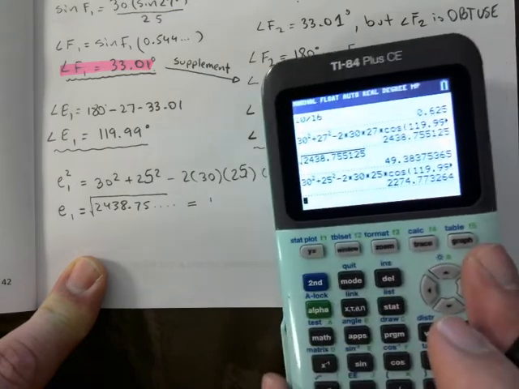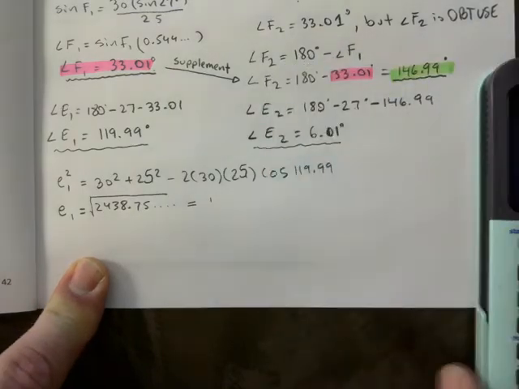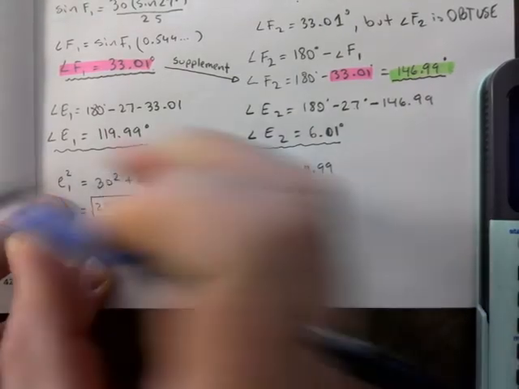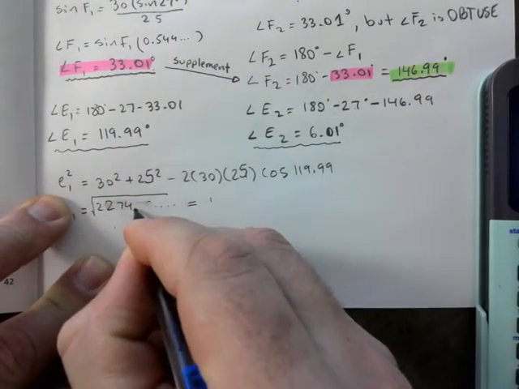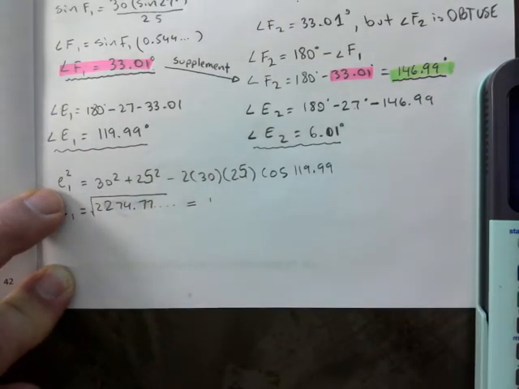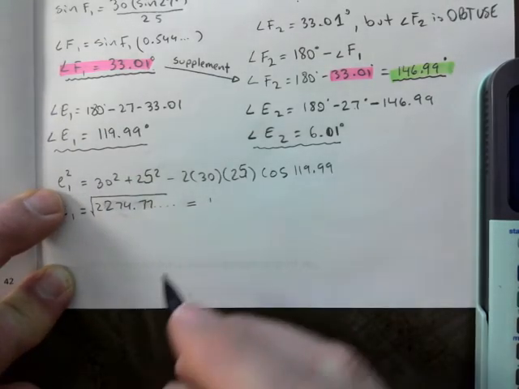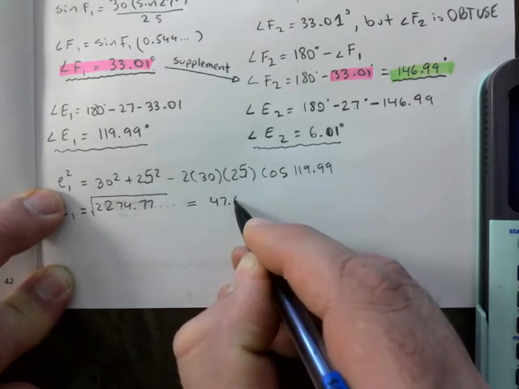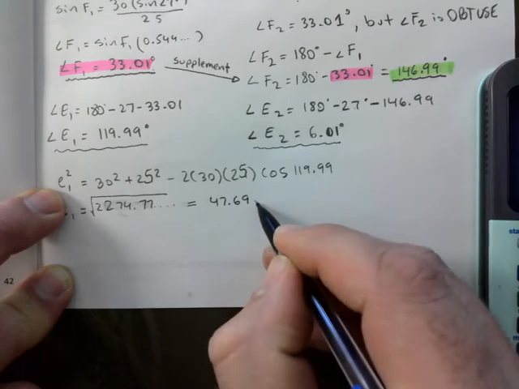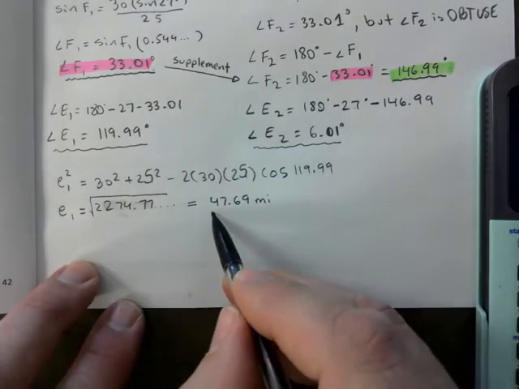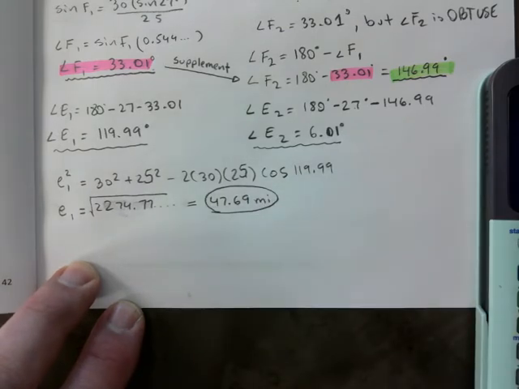Let's try that again. 2274.77. 2274.77 ... You take the square root of that, you get 47.69 miles. That is boxed in. So this is one possible solution.